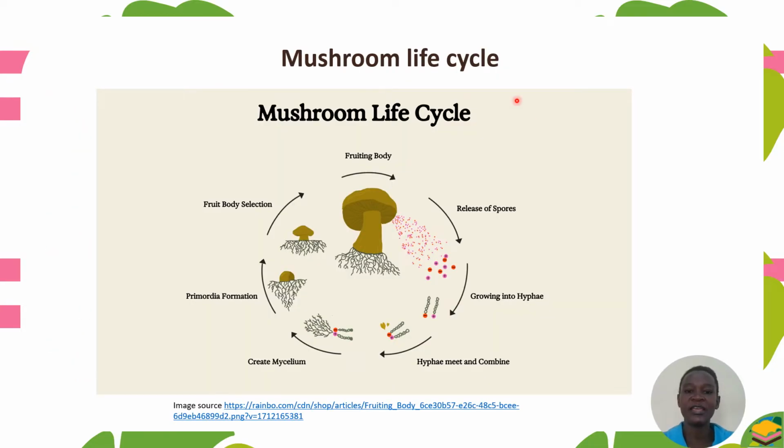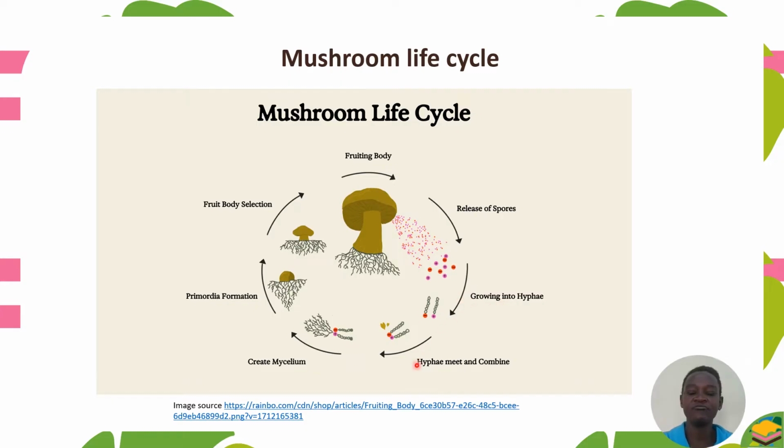Now let us look at the mushroom life cycle. For the mushroom life cycle, it starts with the spores. The fully grown mushroom will produce the spores. Of course, these spores are in powder form. Those spores are the ones which will germinate. First of all, the spores will grow into hyphae.